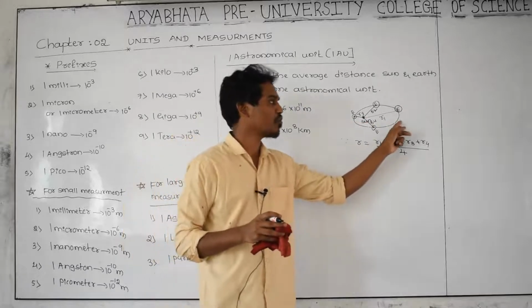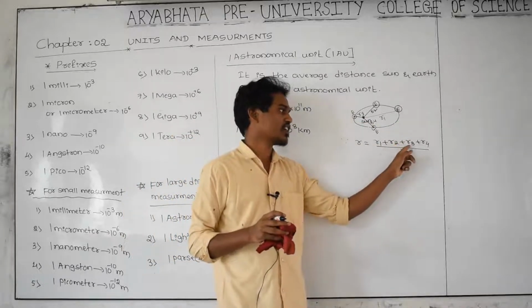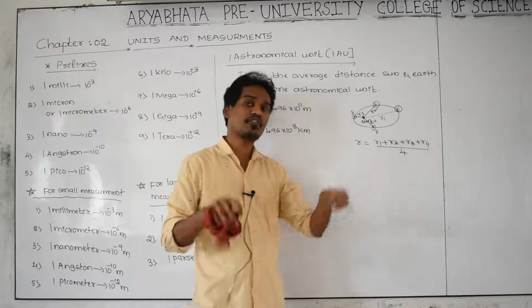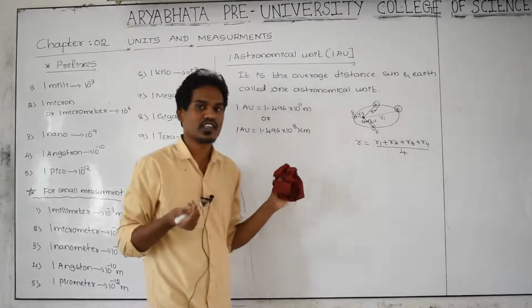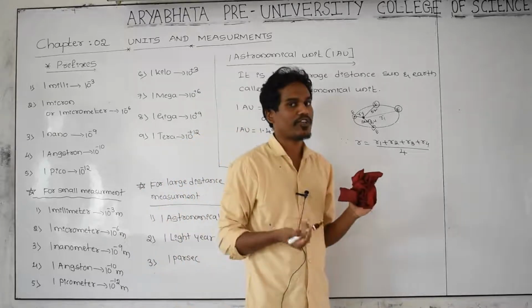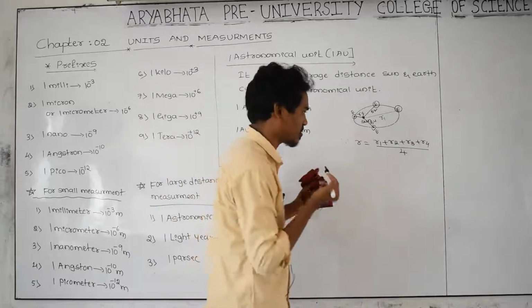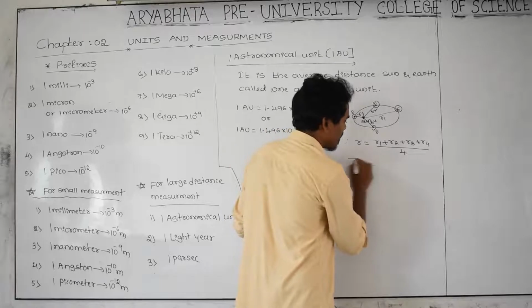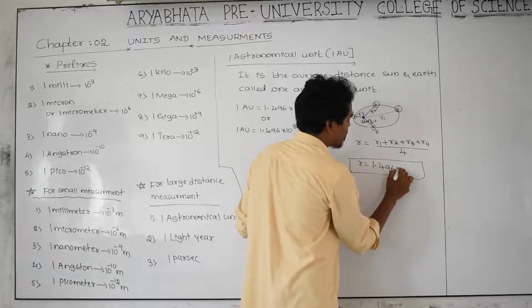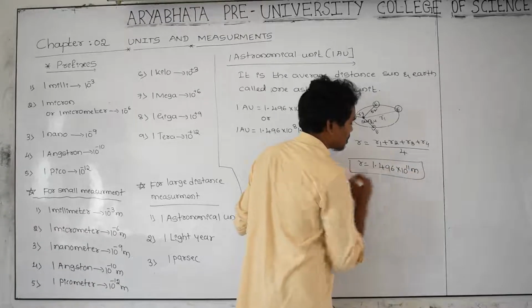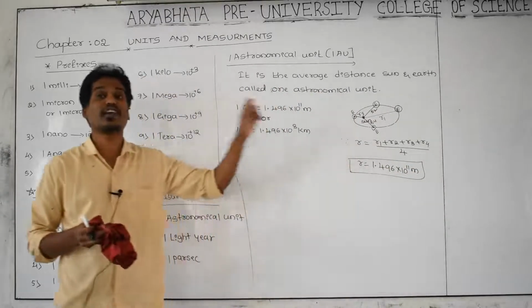Or if you take one more position, r1 plus r2 plus r3 plus r4 plus r5 divided by 5. If you take 6 positions, r1 plus r2 plus r3 plus r4 plus r5 plus r6 divided by 6. Then whatever value you are getting, it is 1.496 into 10 to the power of 11 meter. R is nothing but the average distance.